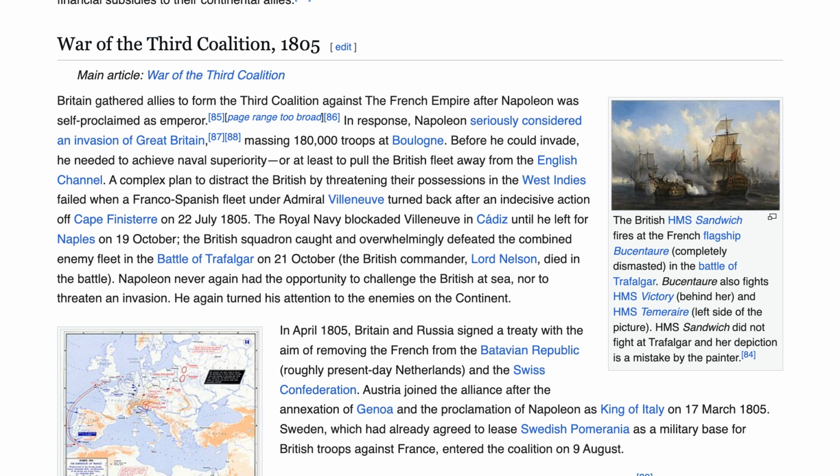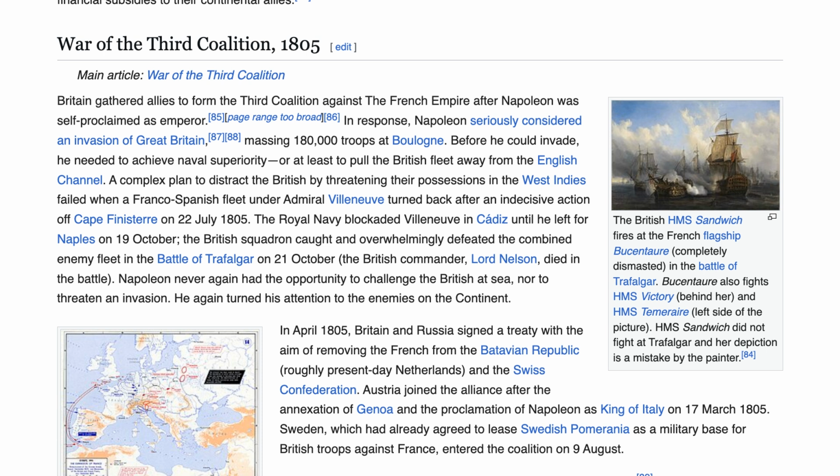The British squadron caught and overwhelmingly defeated the combined enemy fleet in the Battle of Trafalgar on the 21st of October. The British commander, Lord Nelson, died in the battle. Napoleon never again had the opportunity to challenge the British at sea, nor to threaten an invasion. He again turned his attention to the enemies on the continent.